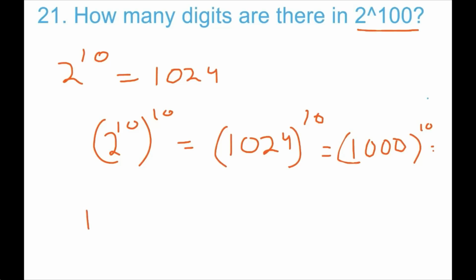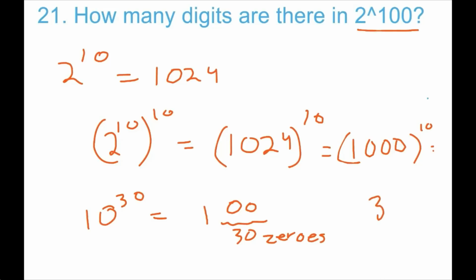Now this is equal to 10 to the power of 30. Pause your video right now if you don't understand why. And 10 to the 30 is the number 1 followed by 30 zeros. This gives us 30 zeros plus 1, so 31 digits. Let's move on to problem number 22.